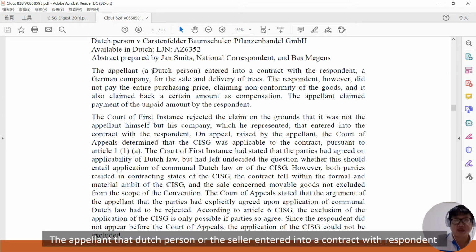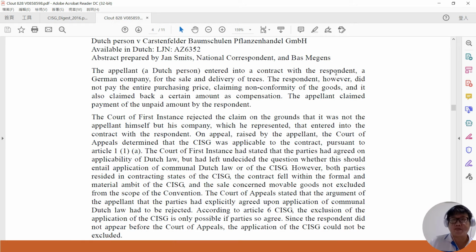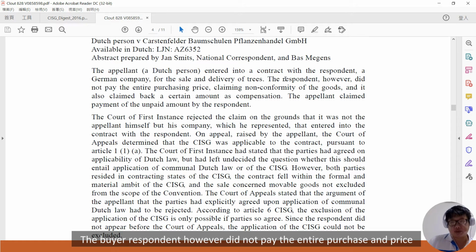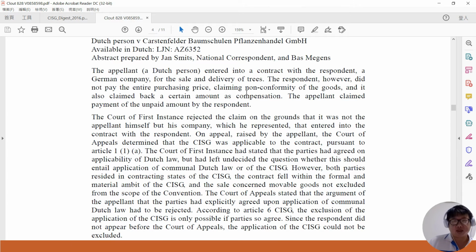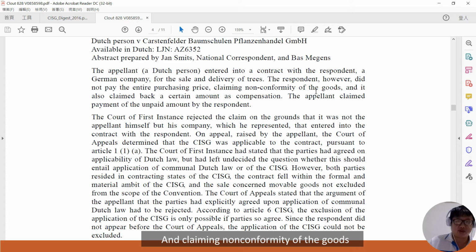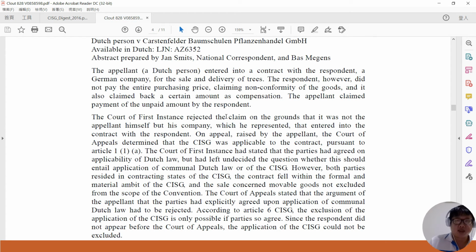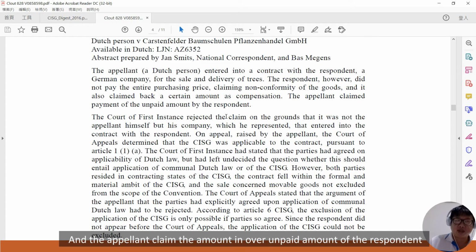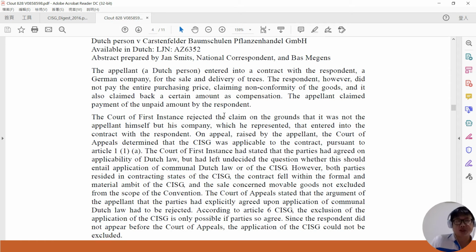The appellant, the Dutch person or the seller, entered into a contract with the respondent, the buyer, a German company, for the sale and delivery of trees. The buyer, however, did not pay the entire purchase price, claiming non-conformity of the goods. It also claimed back a certain amount as compensation, and the appellant claimed the unpaid amount from the respondent.